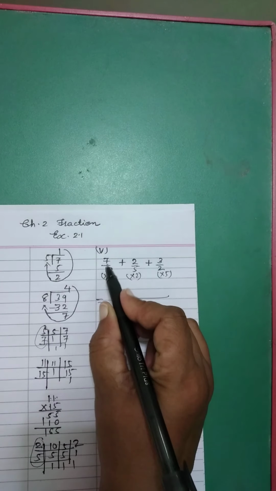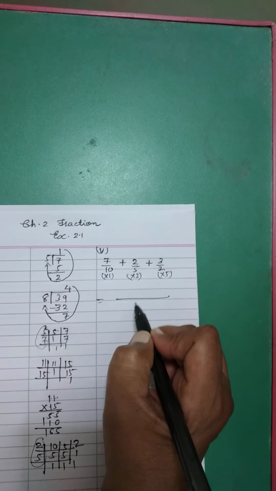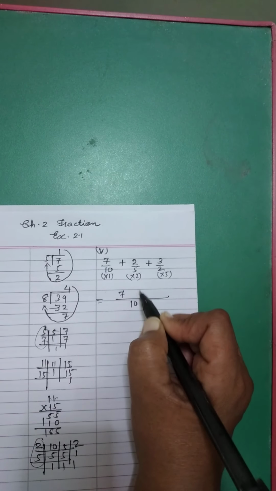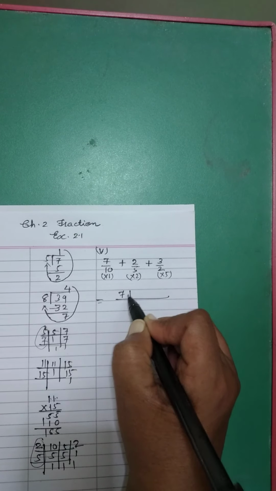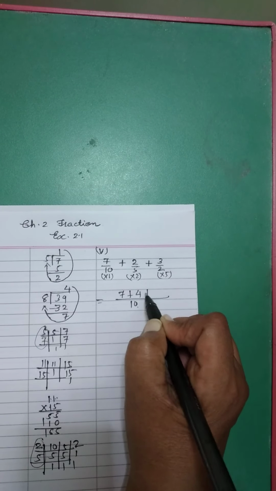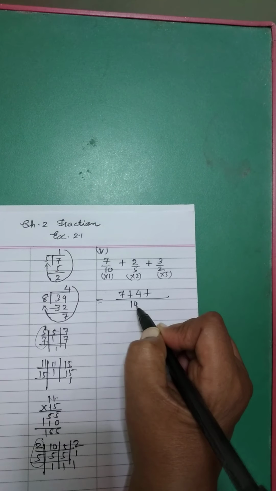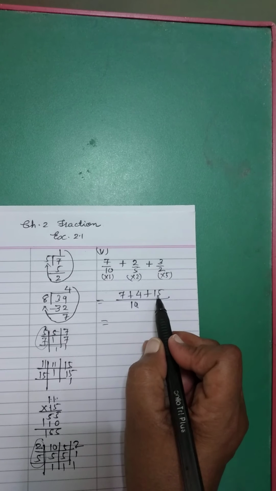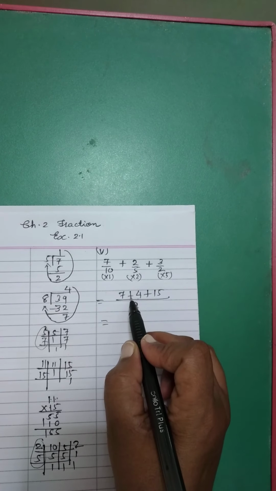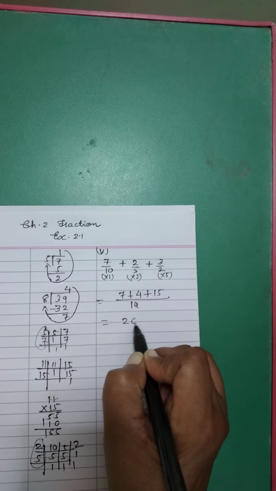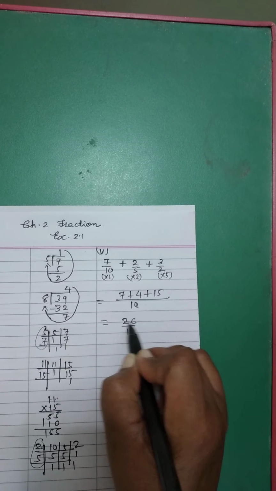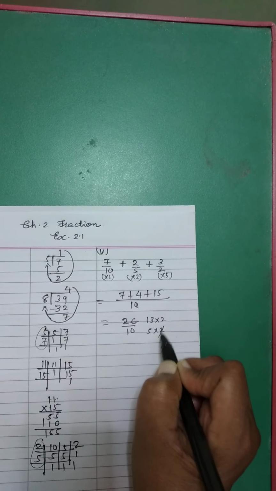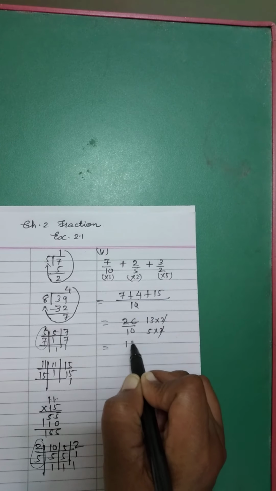Now multiply numerator and denominator both. Now I will write 10 ones are 10. Here 7 ones are 7. Again 5 twos are 10, 2 twos are 4. Now write this plus. Now 2 fives are 10. Again 5 threes are 15. Now 15 plus 4, 19. 19 plus 7, 26. Now you can cut: 13 twos are 26 and 5 twos are 10. 2 to cut. 13 upon 5.